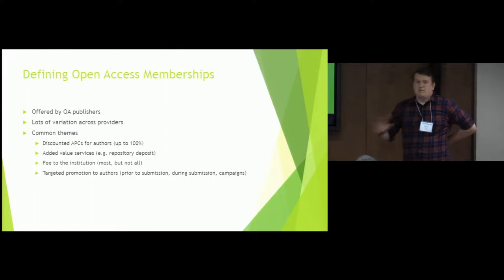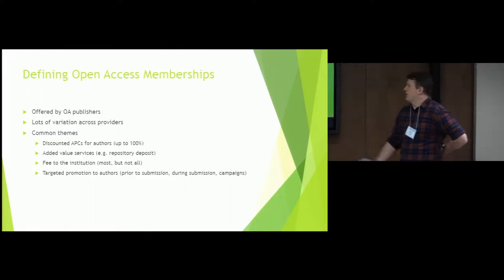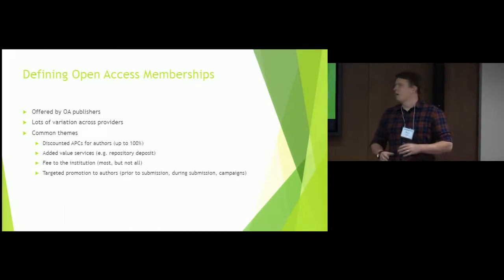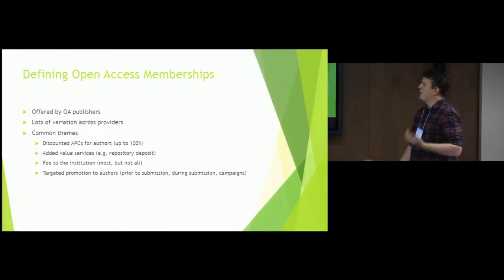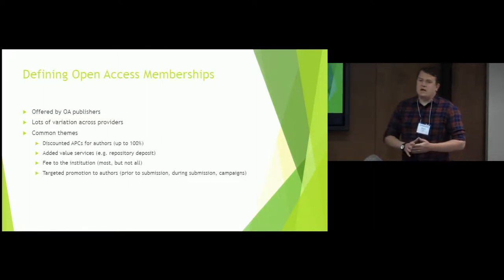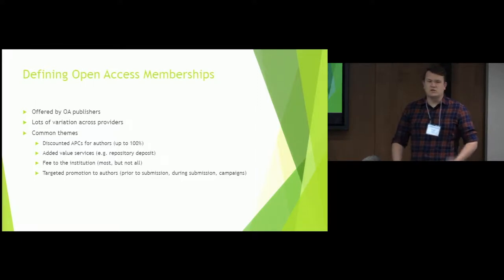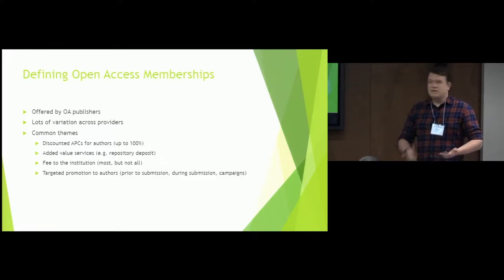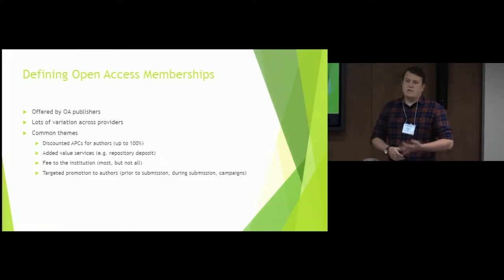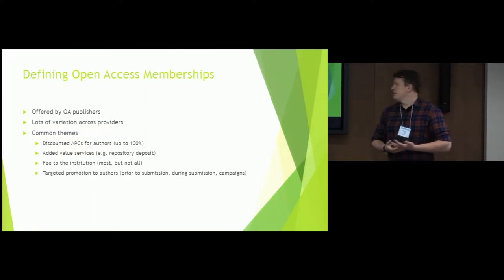There's a lot of variation between providers. That's something that's going to come through, hopefully, in this presentation. But if we were to nail down a couple of common themes, I'm mainly talking about a system whereby APCs to get articles published are discounted in some way. That can be up to 100% if the institution is centrally funding APCs, or it could be a discount while the author continues to pay the APC themselves.